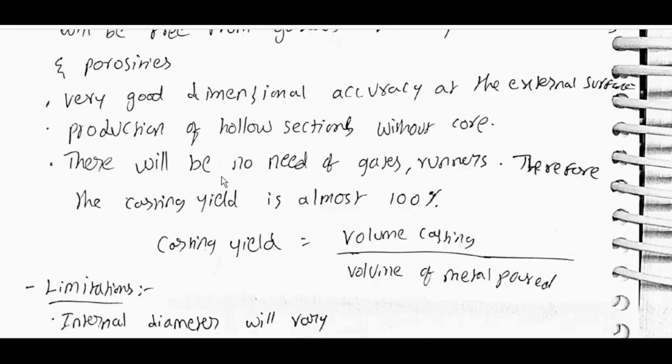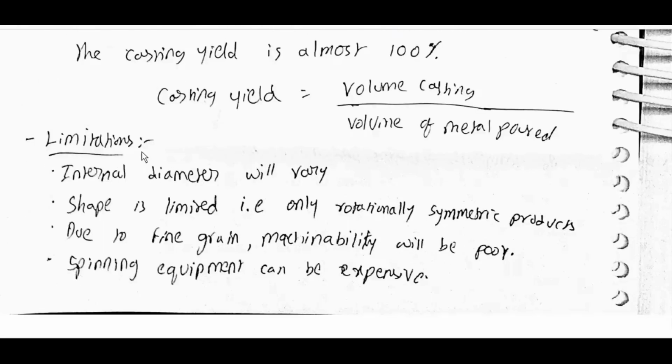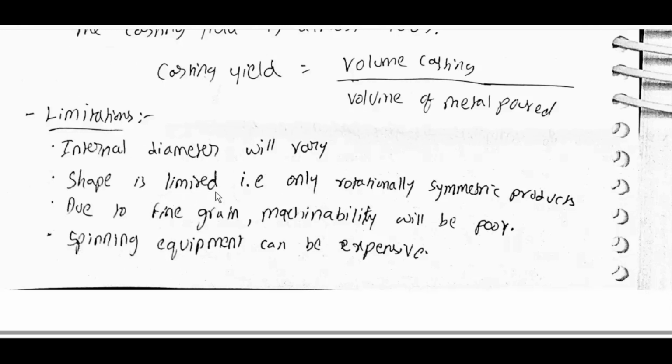There will be no need of gates and runners, therefore the casting yield is almost 100%. Casting yield is equal to volume of casting by volume of metal poured. Limitations: internal diameter will vary, shape is limited, that is, only rotationally symmetric products, and due to fine grain, machinability will be poor. Spinning equipment can be expensive.